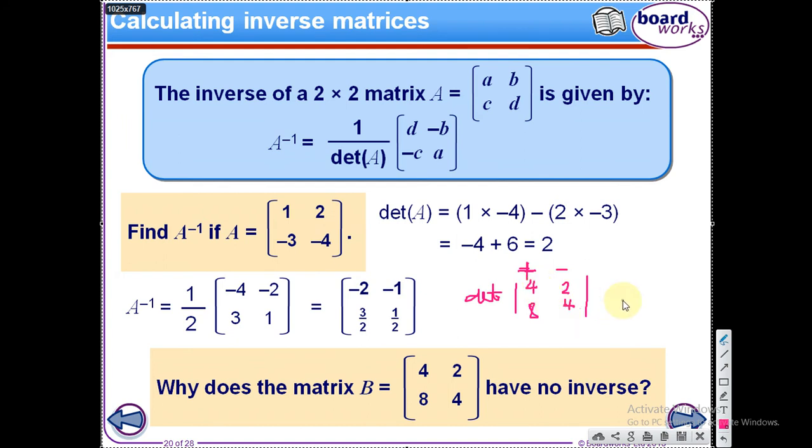Okay, so now determinants. What you do is just multiply the diagonal values. So 4 times 4, you get your answer there. 4 times 4 is 16. Don't forget I add this operator plus minus, then minus 2 times 8, that is 16. So 16 minus 16 is 0. So in that case, anytime the determinant of a matrix is 0, such a matrix has no inverse. So that's it. Why does matrix B have no inverse? Because the determinant equals 0.